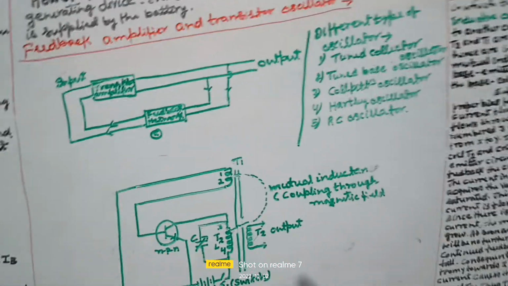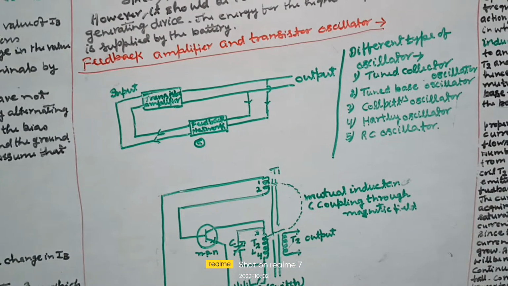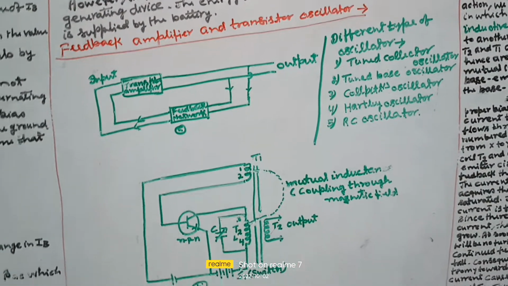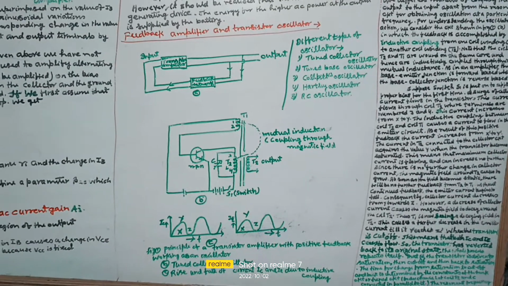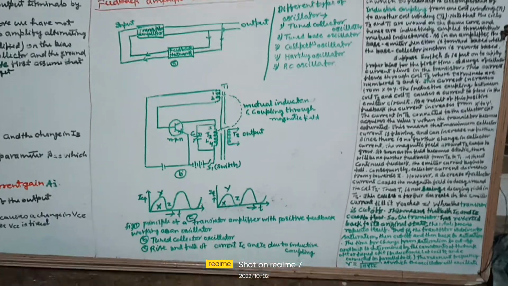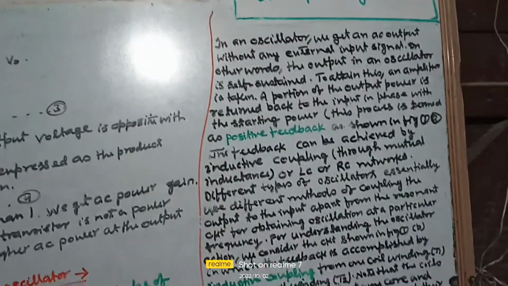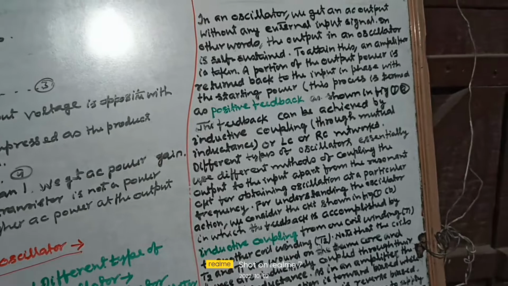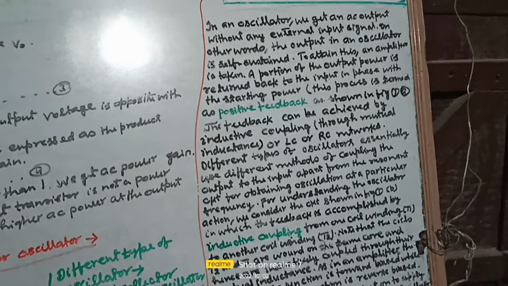We shall study the second part of the semiconductor electronics: feedback amplifier and transistor oscillator, as shown in figure 1a, b and c. Now the explanation is that in an oscillator we get an AC output without an external input signal.